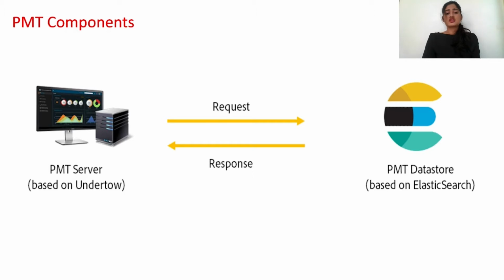The communication between PMT and the data store goes like this. The CF server that is being monitored by PMT pushes the data into the data store, and PMT server requests the data store for this data, and the data store sends the data to the PMT server as a response. And this data is then visible to you on the PMT dashboard.